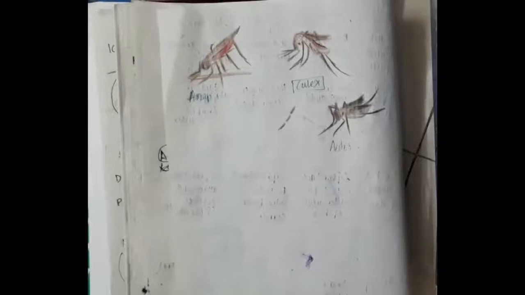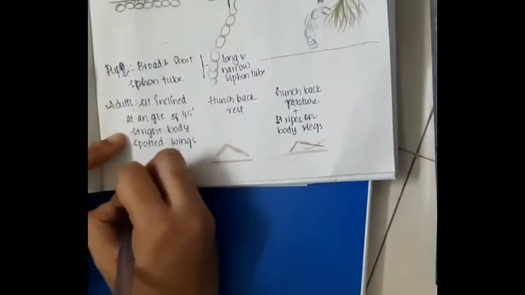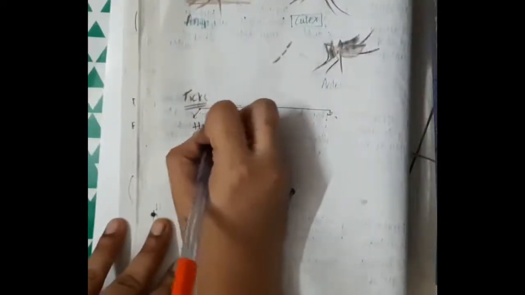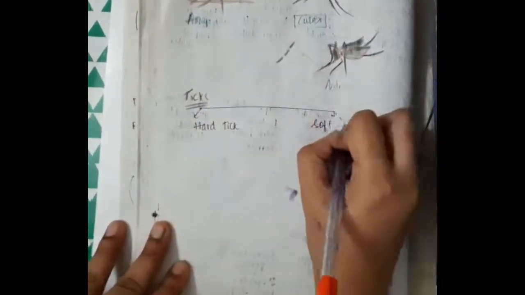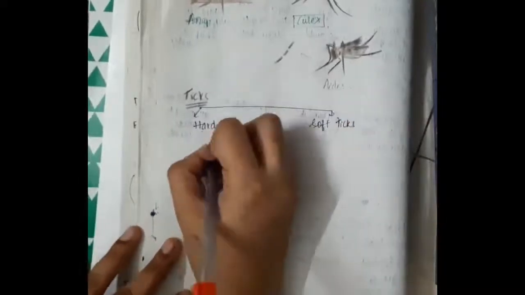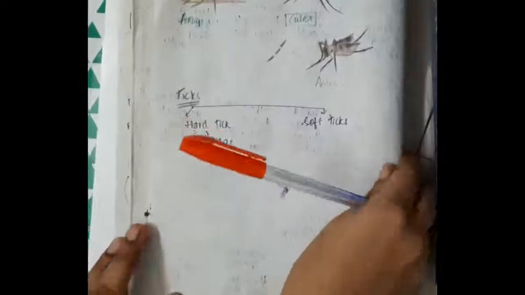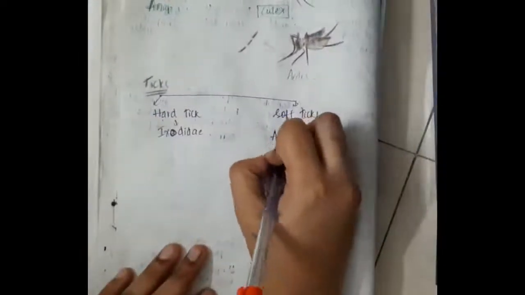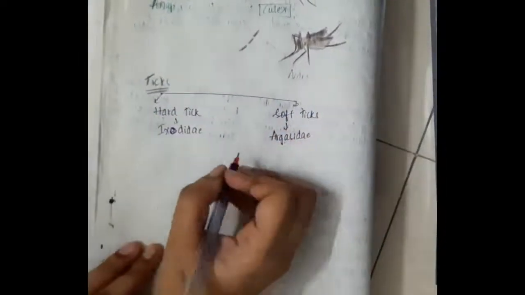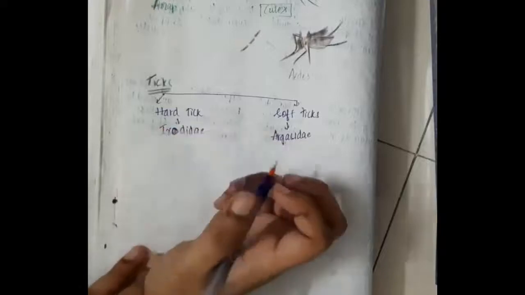Hello friends, let us now learn about the next vector, which is ticks. Ticks are divided into two types. We have hard ticks and soft ticks. Hard tick is Ixodidae, soft tick is Argasidae.